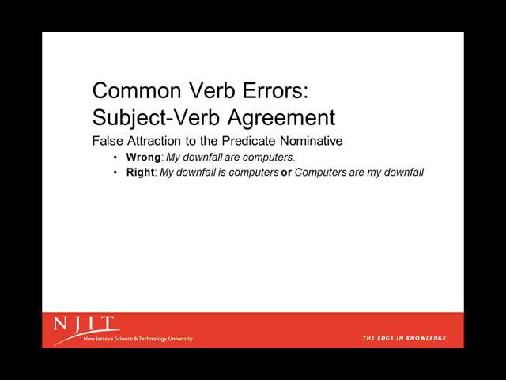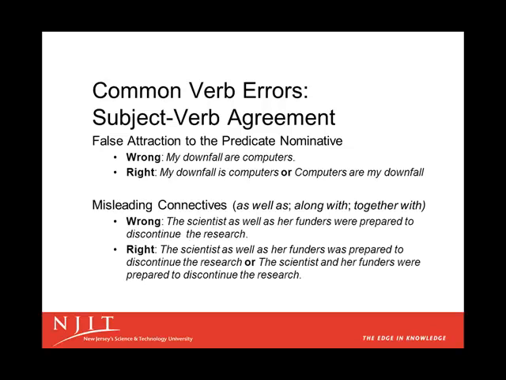The second common verb error is misleading connectives, like as well as, along with, together with. It is important to remember that these connectives do not make the subject plural. An example of incorrect subject-verb agreement is, the scientist, as well as her funders, were prepared to discontinue the research.